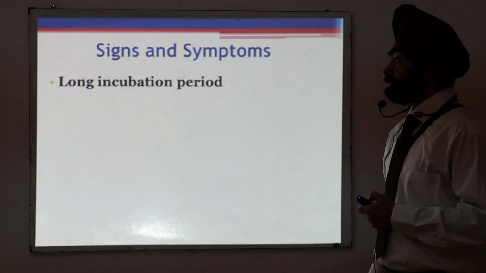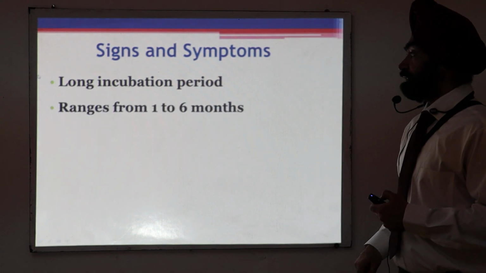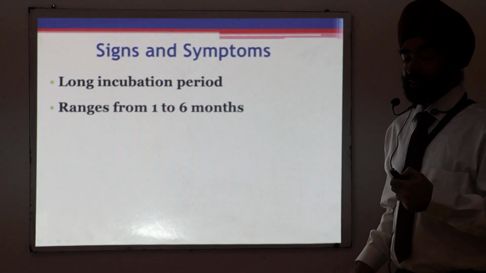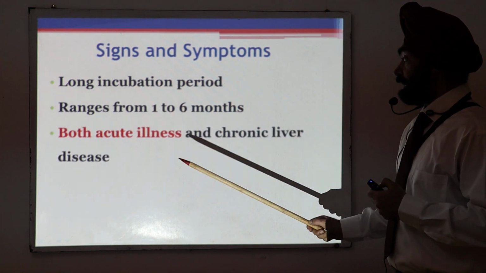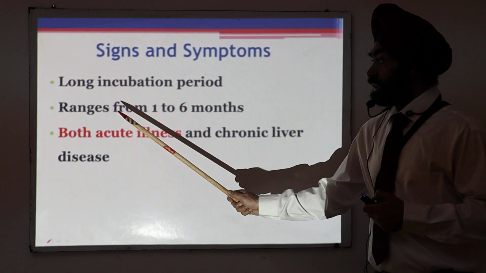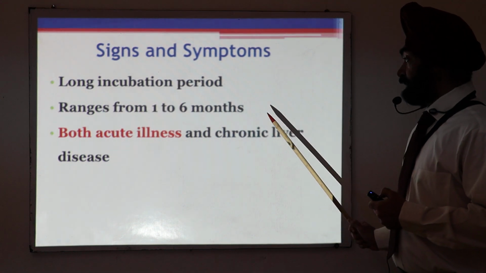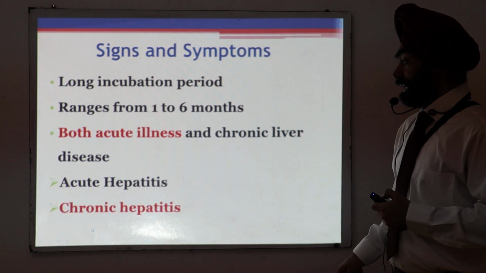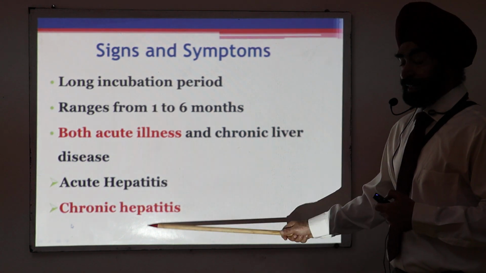So, what are the symptoms? The incubation period is relatively long. It is 1 to 6 months, which is different from hepatitis A, a very long incubation period. Now it can produce both acute as well as chronic liver disease. Acute hepatitis and chronic hepatitis both can take place.